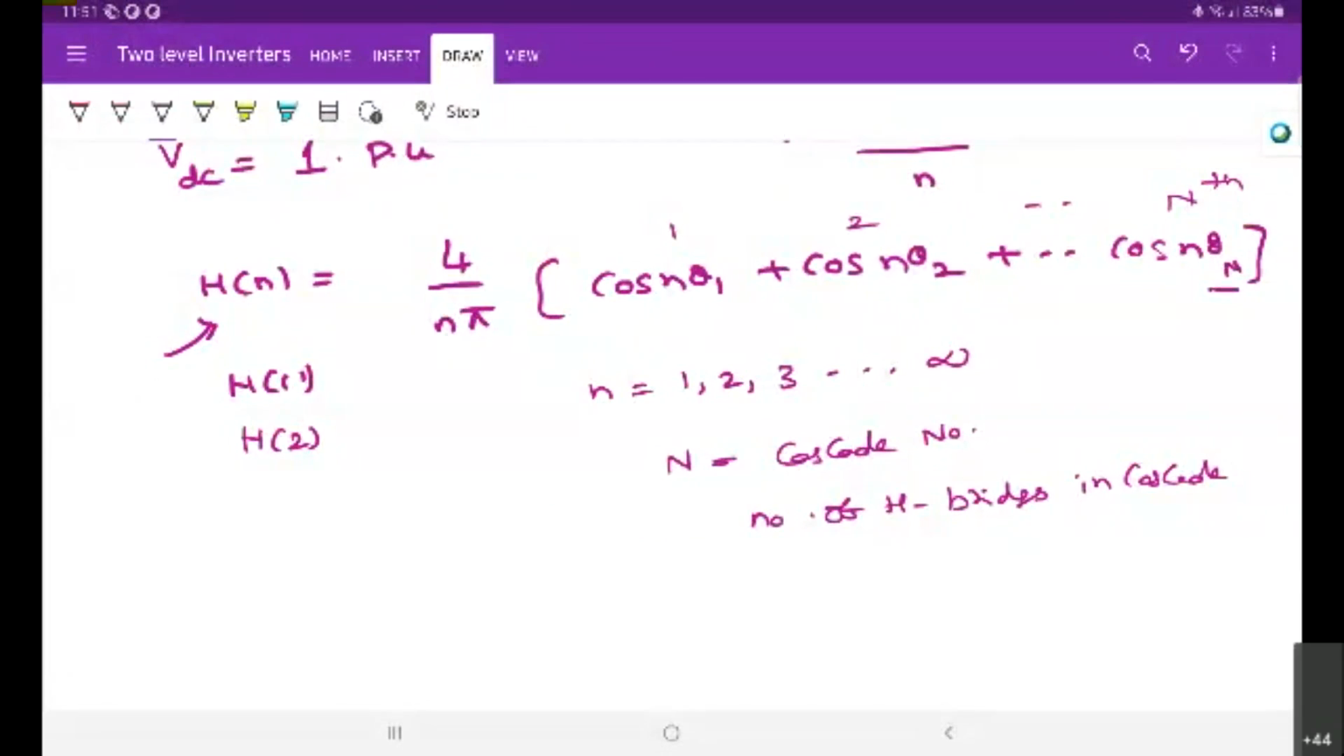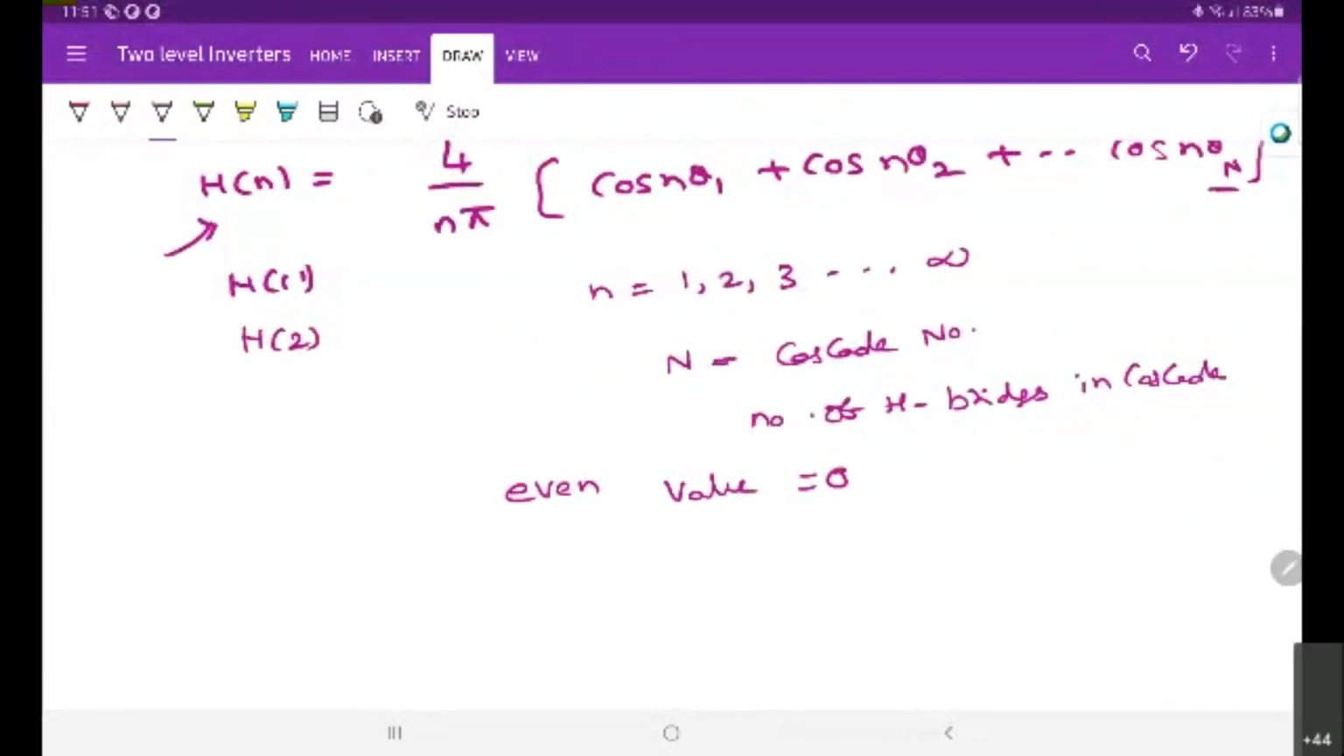Normally, if you have 1, 2, 3, and 4, for even numbers its value is 0. Therefore, the series will vary from 1, 3, 5, 7, and so on. Clear?